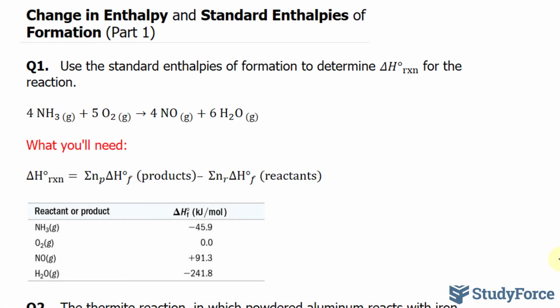To do this successfully, you'll need to use the following formula, where the change in enthalpy is equal to the sum of the standard enthalpies of formation for each of the products, and our products are right here. We take their standard enthalpies of formation, we multiply it by n. n represents the number of moles of each of those compounds. And then we take the sum of the reactants, the same way we did for the products, and subtract the two. Let's go ahead and do this.